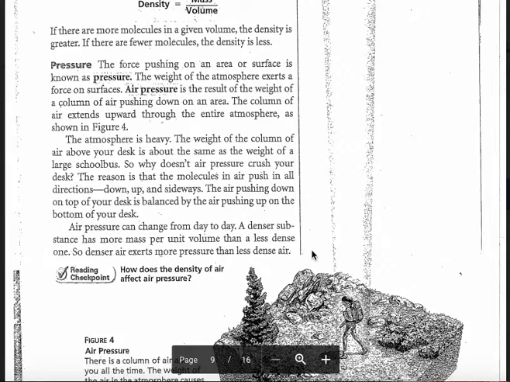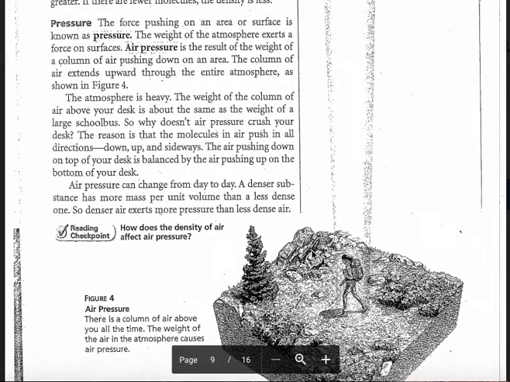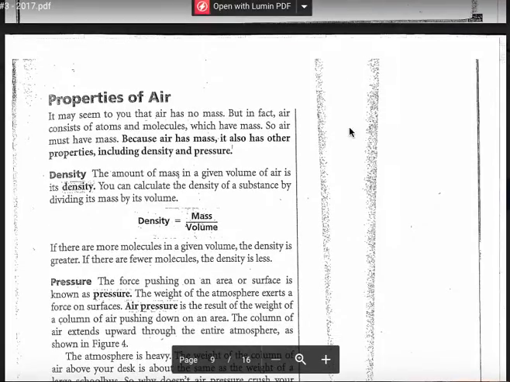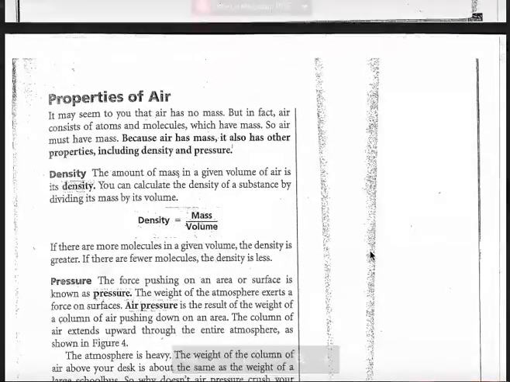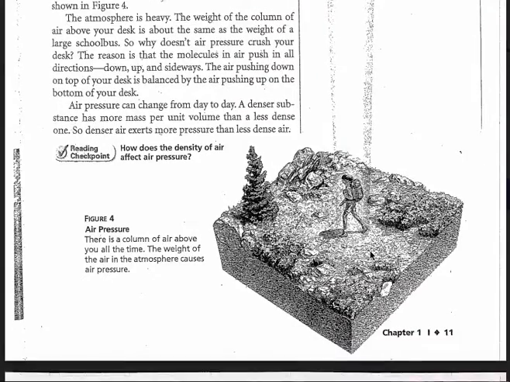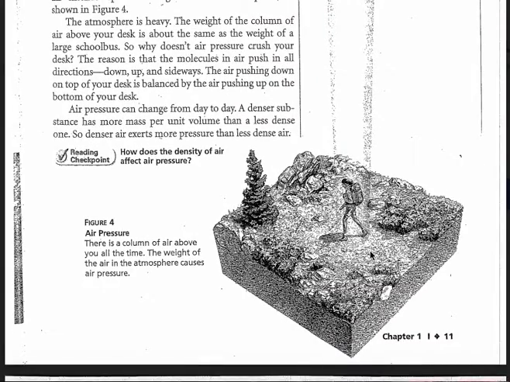Pressure. The force of pushing on an area or surface is known as pressure. The weight of the atmosphere exerts a force on surfaces. Air pressure is the result of the weight of a column of air pushing down on an area. The column of air extends upward through the entire atmosphere. So they're saying, look at figure 4. Imagine this is the backpacker, and you have to think about all the air all the way up until the end of the atmosphere meets outer space. All of that air is pushing down on that person and anything underneath it.